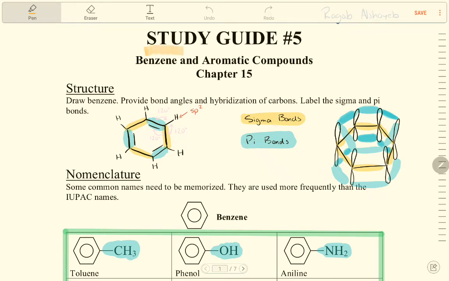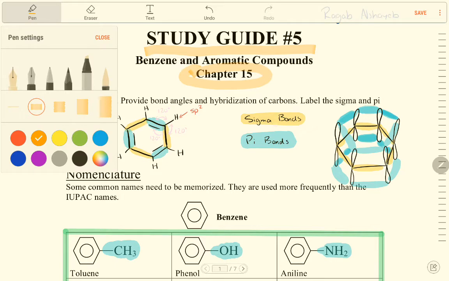Alright, so we are going to go over study guide 5. It's about benzene and aromatic compounds, chapter 15. Let's talk about the structure of benzene and how we can write its name.